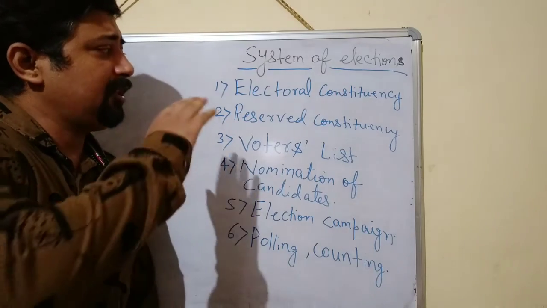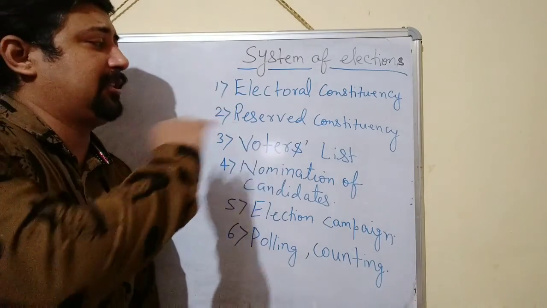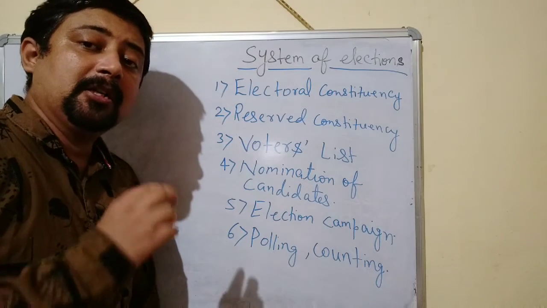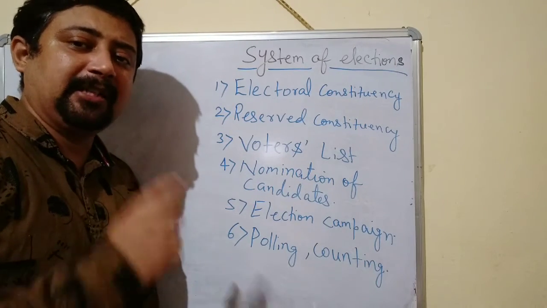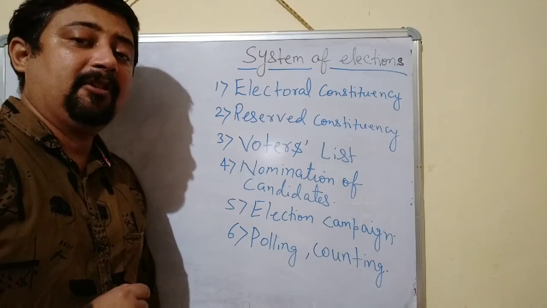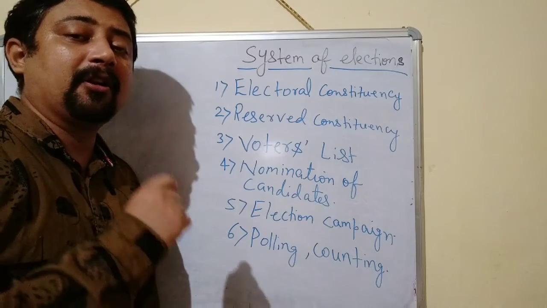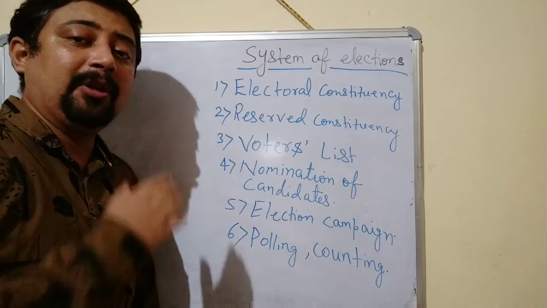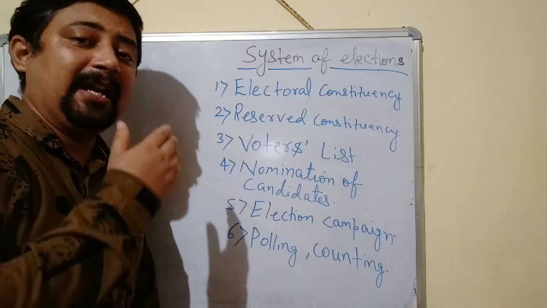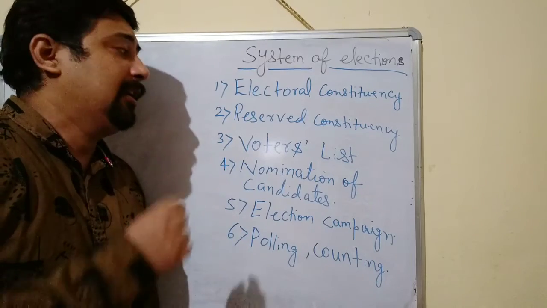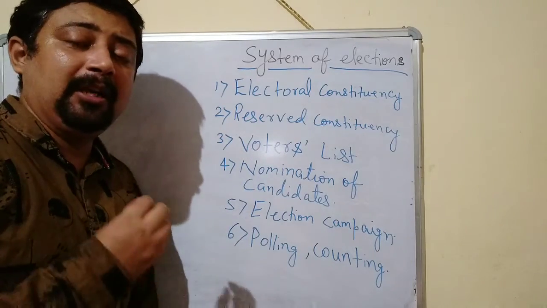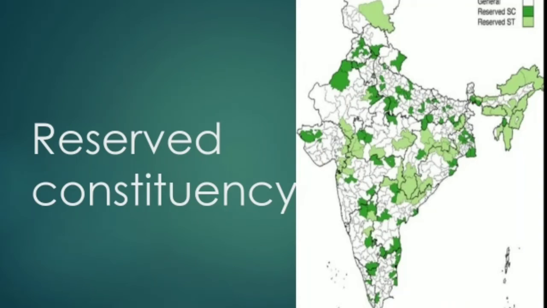So this was the electoral constituency. Now we are going to discuss the second step. Certain constituencies have been reserved for the scheduled castes and scheduled tribes. So basically some seats are reserved for SC and ST. I mean to say, from a particular constituency, only an SC candidate or ST candidate can contest the election.